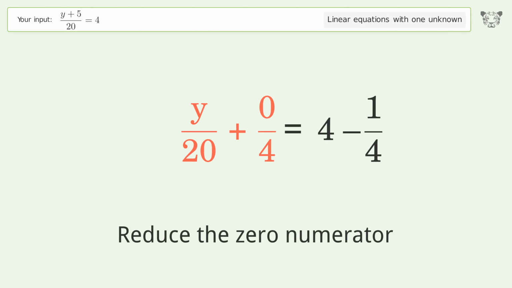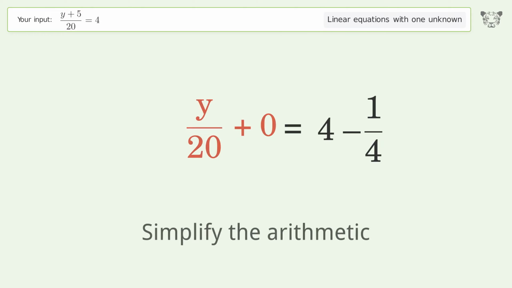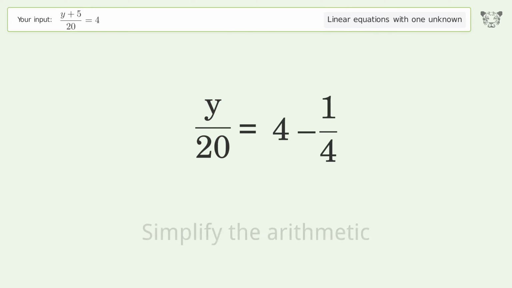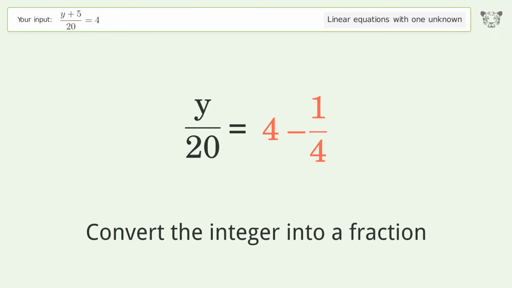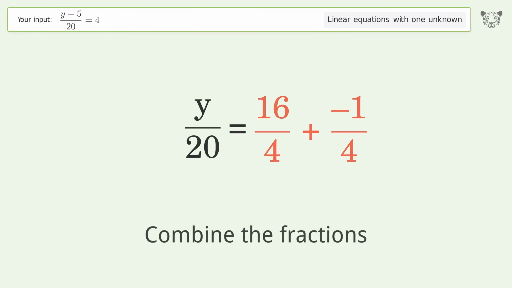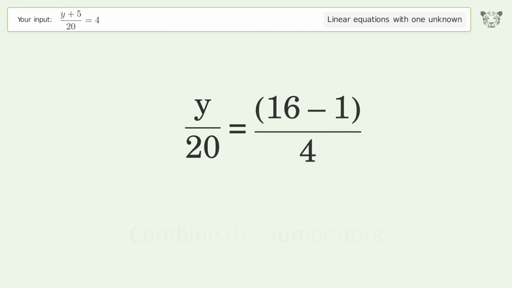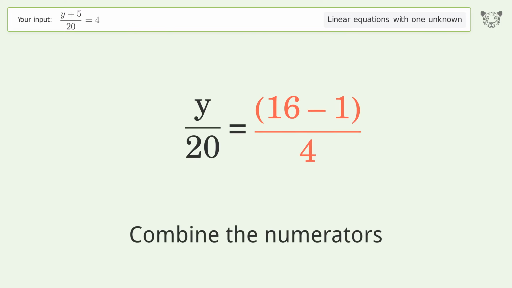Reduce the zero numerator. Simplify the arithmetic. Convert the integer into a fraction. Combine the fractions. Combine the numerators.